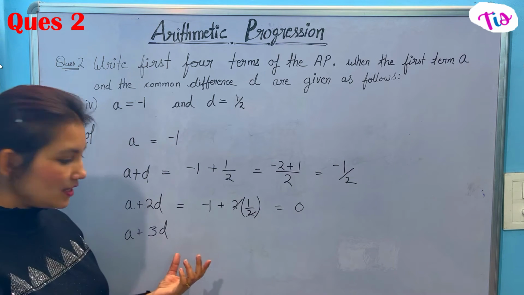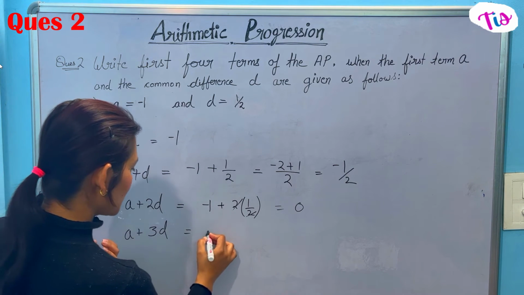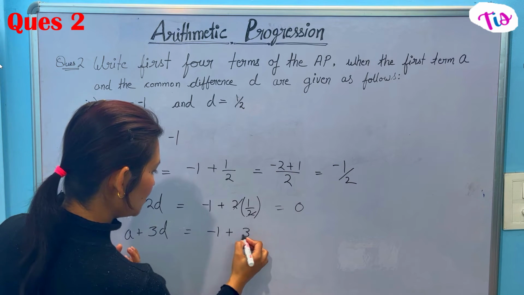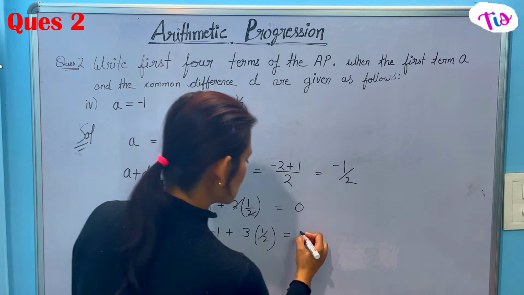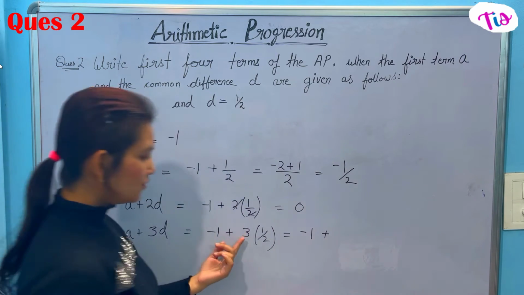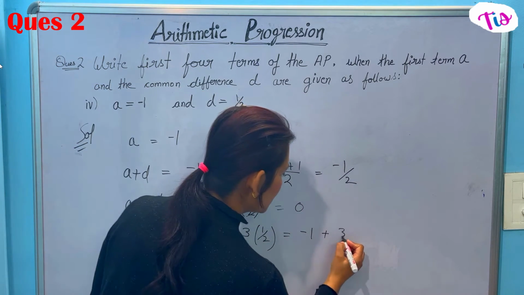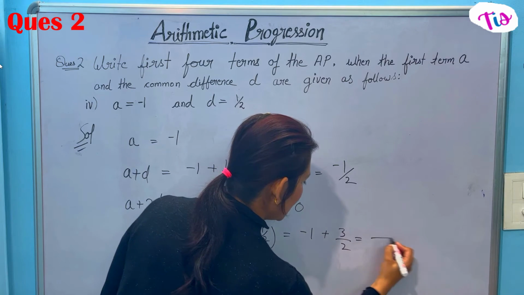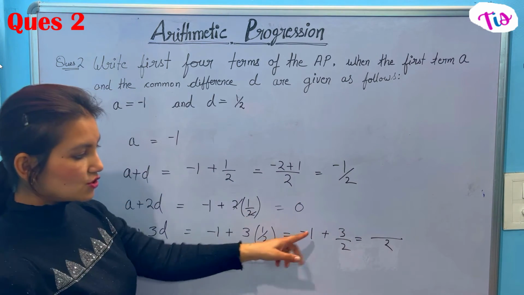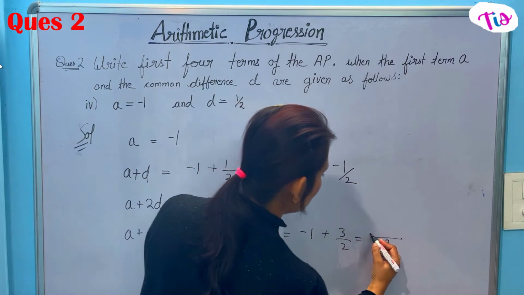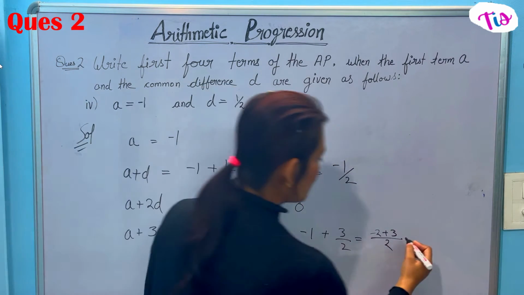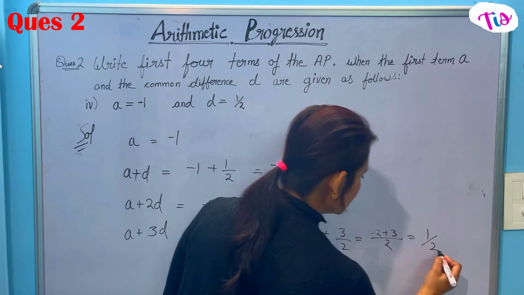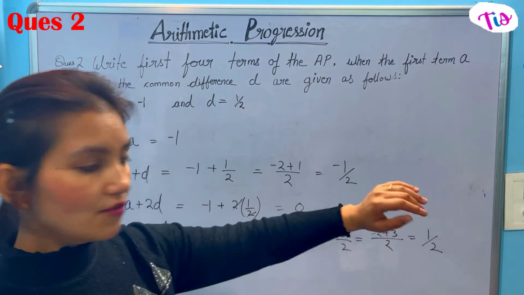And A plus 3D means -1 plus 3 into D, and D is half. So it will be -1 plus 3 upon 2. Now we'll take the LCM here. The LCM would be 2 again. So this is -2 plus 3, and -2 plus 3 is 1 upon 2. So this is our fourth term.